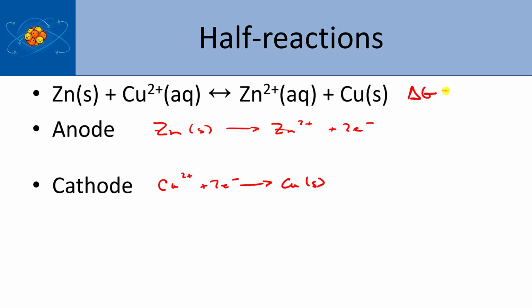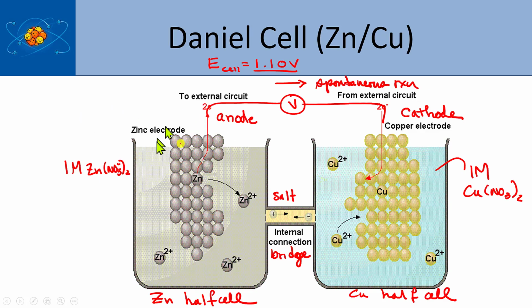So this is negative 212 kilojoules. Okay, and we get that by measuring the potential of the cell from the anode side, this side to this side, which is literally take this voltmeter, we'll say 1.1 volts.